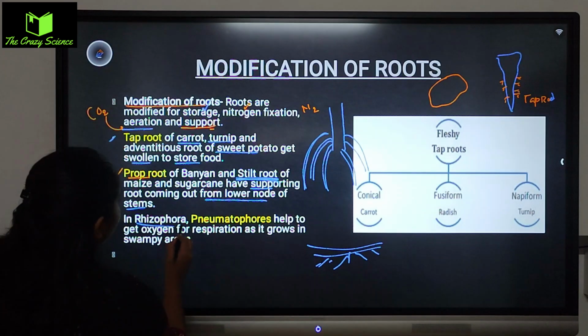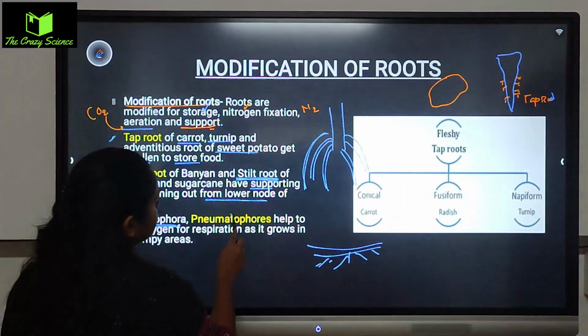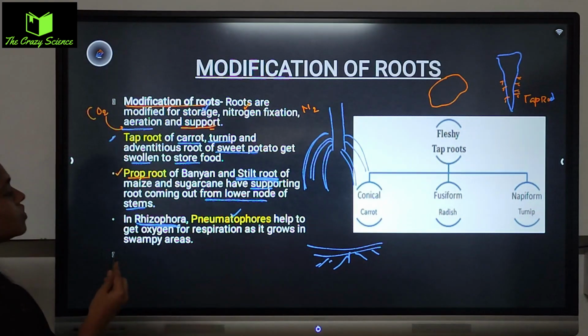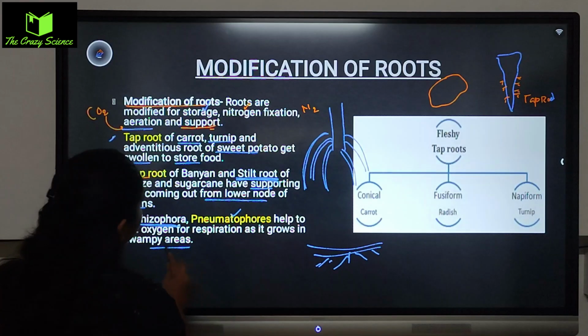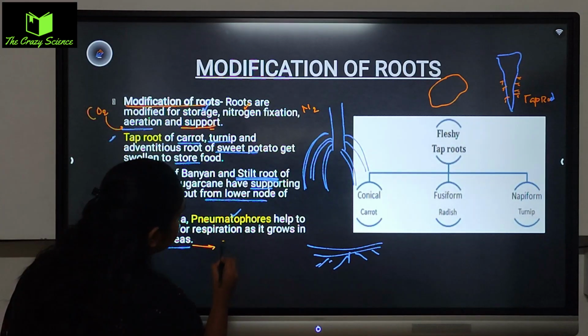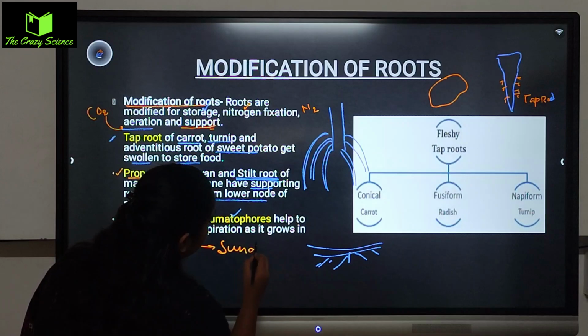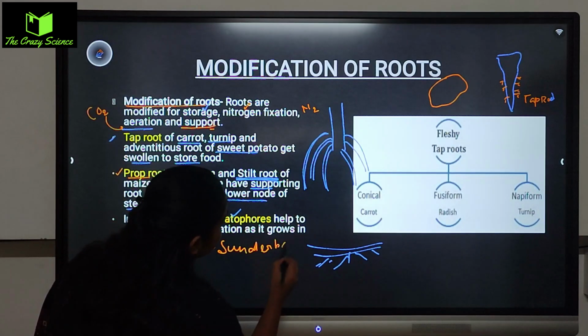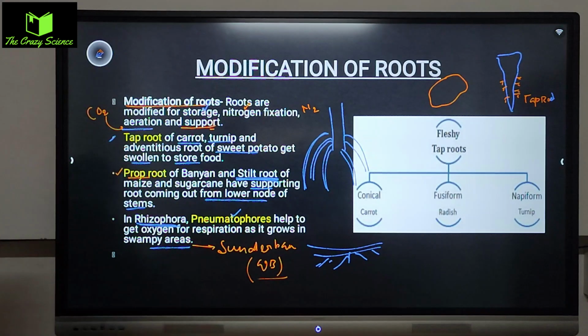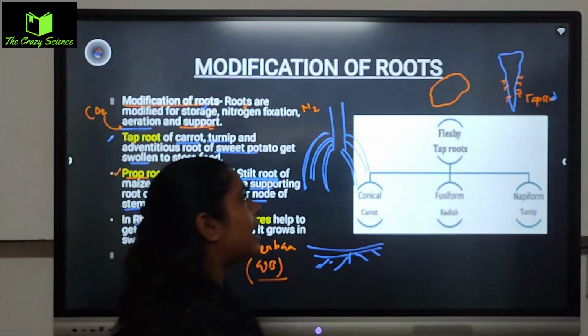And there is a rhizophora, pneumatophores. Pneumatophores help to get oxygen for respiration, grow in the swampy areas. You will get to see pneumatophores in the Sundarban, West Bengal. Okay, so rhizophora, they have the pneumatophores.